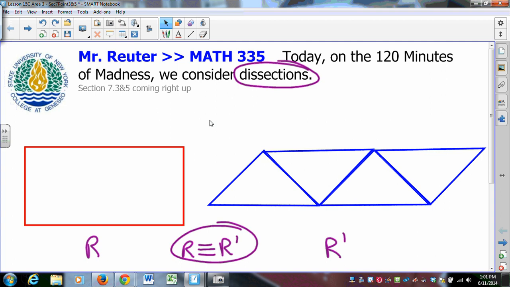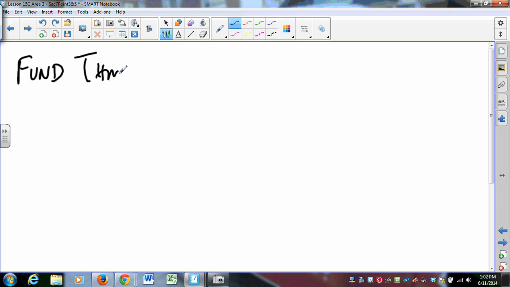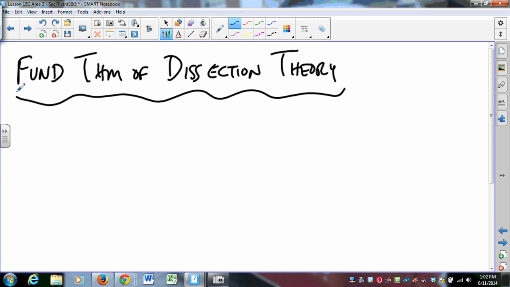This idea of dissection matters because if we're going to talk about area, it might be useful for us to take regions that we don't know about and make them scissors congruent or equivalent by dissection to other kinds of regions that we do know about. There is a fundamental theorem of dissection theory. Yes, friends, there is a fundamental theorem to dissection theory. Of course there is. And it goes like this.